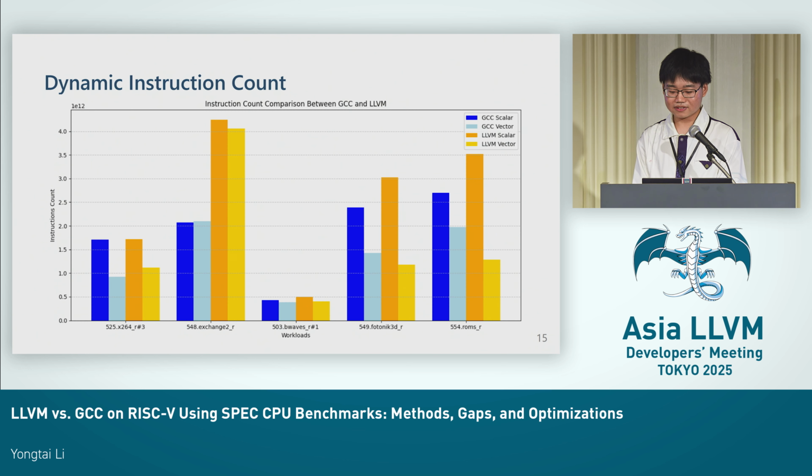This table presents specific data points. As previously mentioned, for the integer benchmarks 525 and 548, LLVM exhibits a higher dynamic instruction count than GCC on both scalar and vector targets, whereas for the floating-point rate benchmarks 549 and 554, LLVM performs better than GCC while the vector extension is enabled.